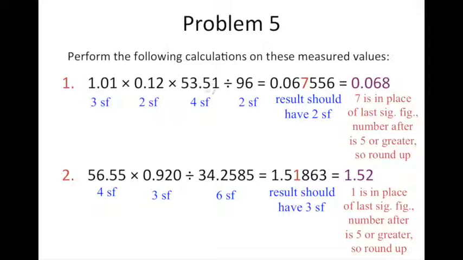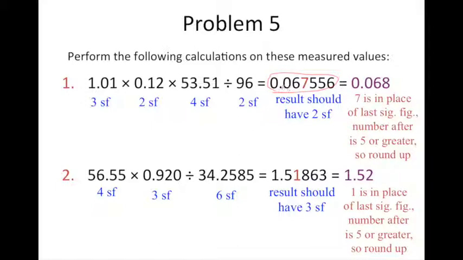So let's take a look at the first problem. If we multiply and divide these in our calculator, we should get something like this as our answer. Now, how many sig figs should that answer have? Well, these numbers have 3, 2, 4, and 2 sig figs. And our rule for multiplication and division is that our answer should have the same number of sig figs as the number with the fewest sig figs that we used in our operation. So we would round our answer to 2 sig figs.